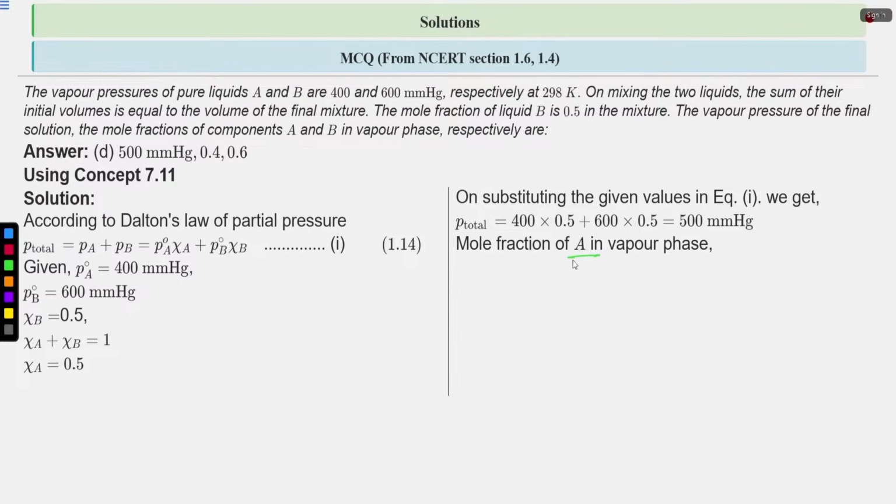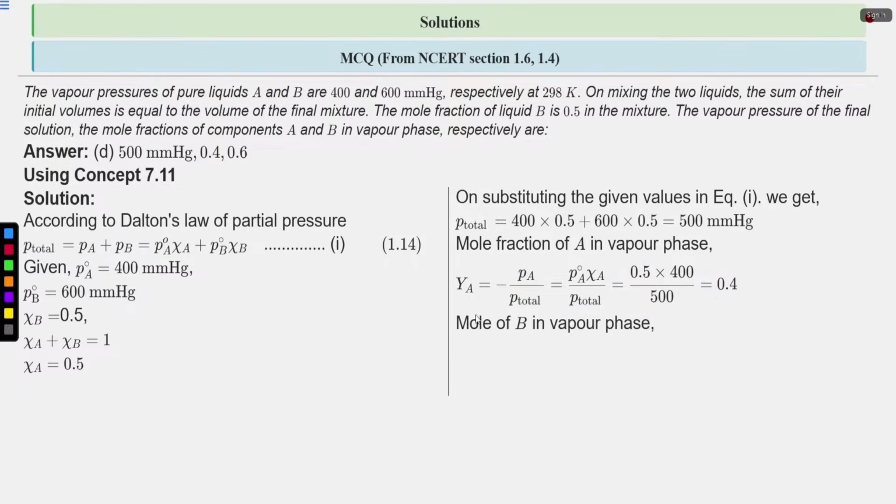The mole fraction of A in the vapor phase, Ya, equals Pa by P total, right? And you can write it as P naught A chi A divided by P total, because Pa you can write as P naught A times chi A. So you just have to put in the values: P naught A is 400, chi A is 0.5, divided by P total, which we just calculated as 500. So this will equal 0.4.